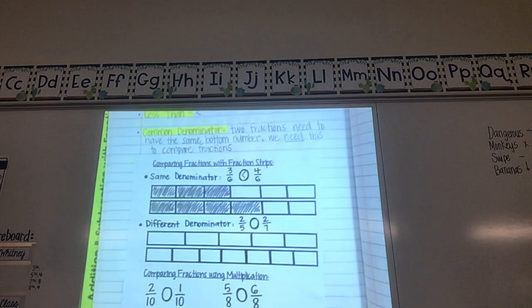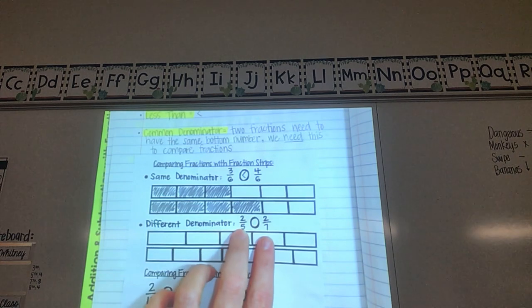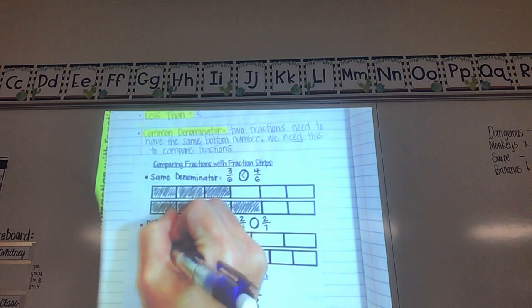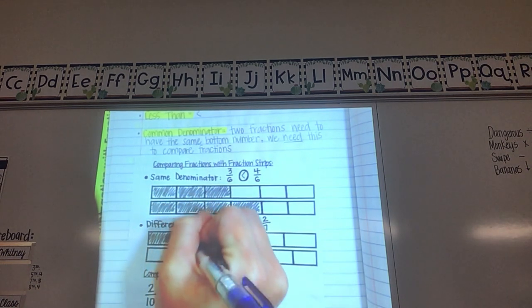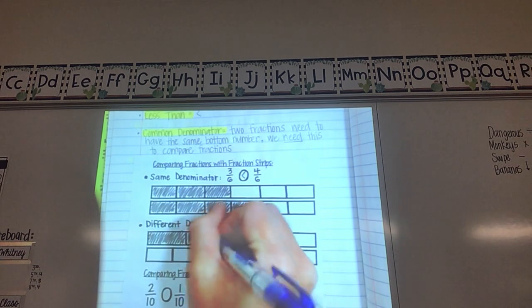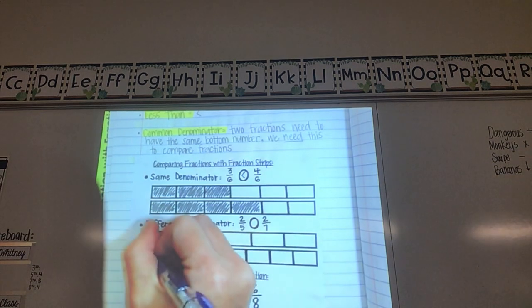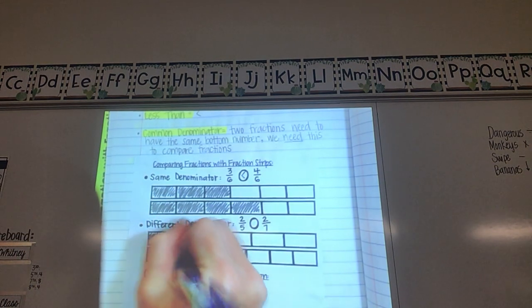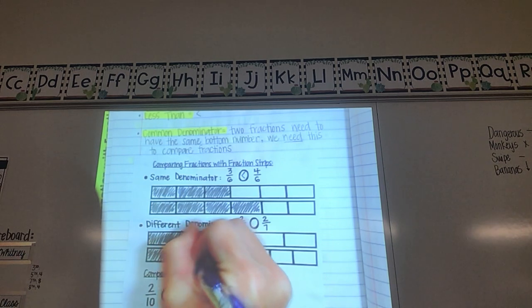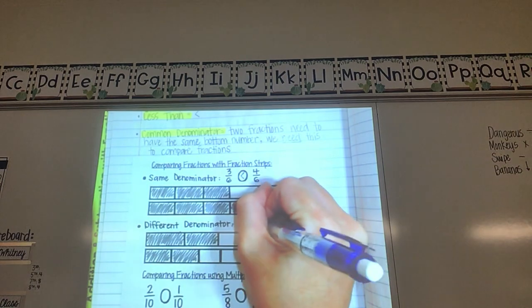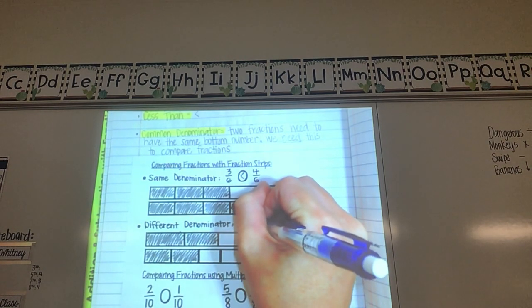Let's try another one. You will notice these two do not have the same bottom number. So we have 2/5. I'm going to shade in 2 of these 5 pieces on the top rectangle here. 1 and 2. So that would be 2/5. And 2/7. Let's shade in 2 out of these 7 on my second rectangle here. Now you can easily see what 2/5 looks like and what 2/7 looks like. Which one is bigger? 2/5. So my alligator mouth is going to eat that way.